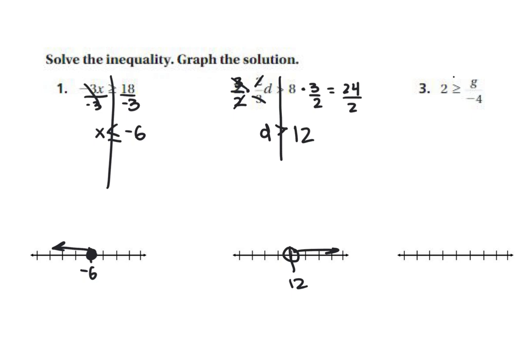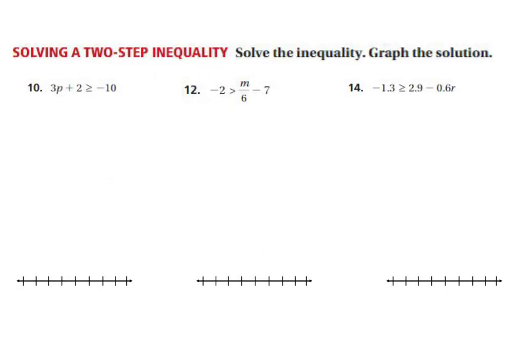Number 3, we're going to multiply by -4 and multiply by -4. -4 over -4 cancels, leaving you with G. You did multiply or divide by a negative, so your symbol needs to flip. And -4 times 2 is -8. -8 is your value on your number line, and G is greater than or equal to, so our circle would be filled in. For questions 10 through 14, solve the two-step inequalities and graph your solutions.